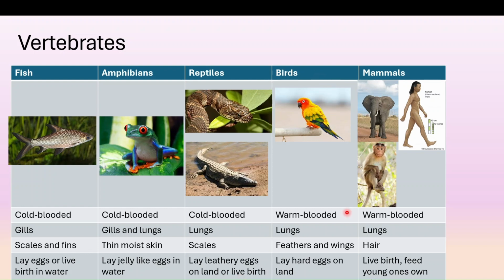Birds are warm-blooded. They have lungs. They have feathers and wings, and they lay hard eggs on land. Mammals are warm-blooded. They have lungs, they have hair, and they give birth to live ones, and they feed their young ones on milk. So for example, a bat is a mammal, not a bird, because it has fur and it feeds milk to its babies.